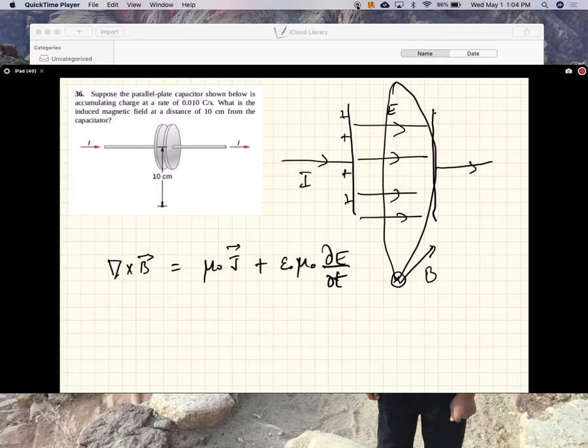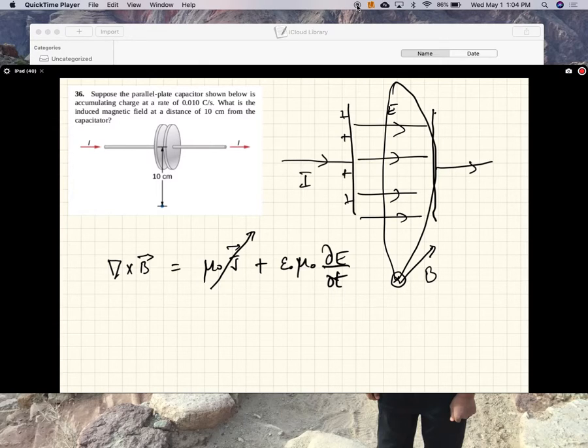Now we are calculating the magnetic field due to this changing electric field. There's no physical current there, so that is 0. Here's what's happening. So here are the parallel plates. The electric field is increasing in this direction. There's no physical current there. The physical current is over there.